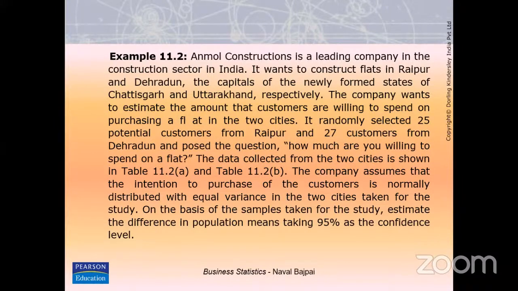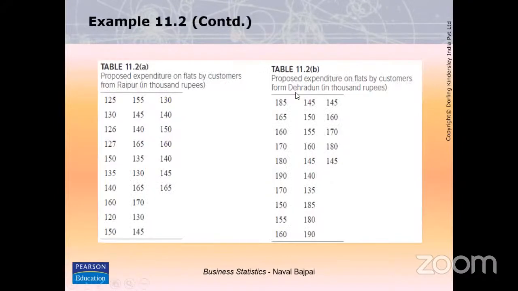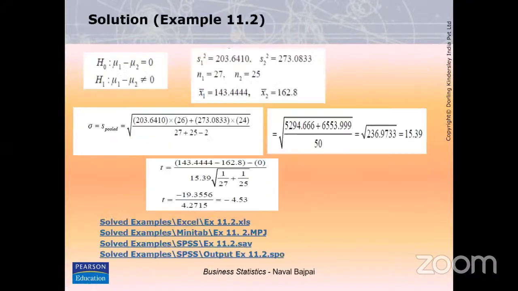The company assumes that the intention to purchase of the customers is normally distributed with equal variance in the two cities taken for the study. We'll use 95% as our confidence interval. Now you can first see the data. This is the data which is presented.